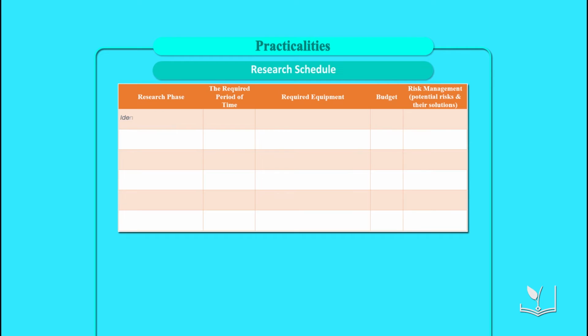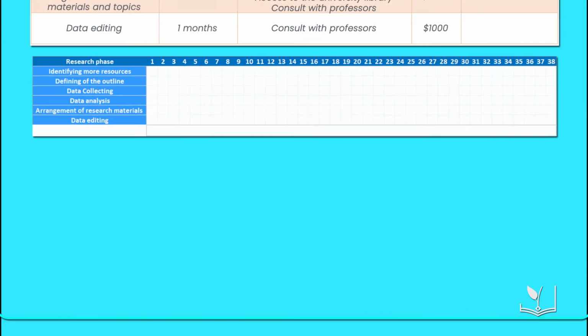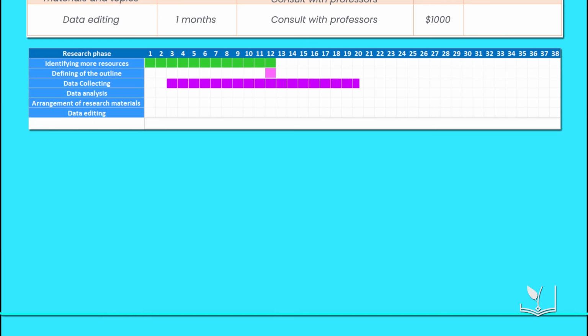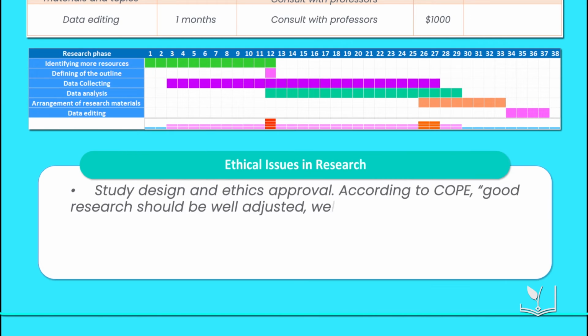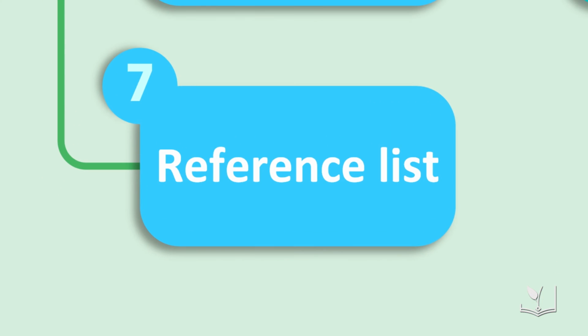You should also write practicalities that involve research schedule and ethical issues in research. Next, the last section is reference list.